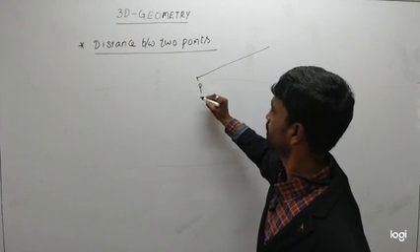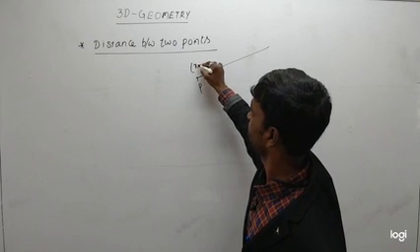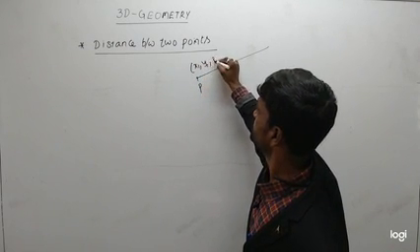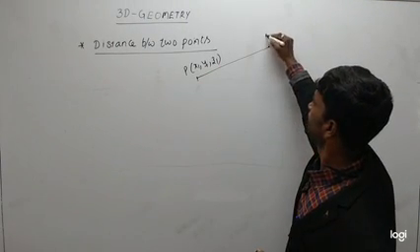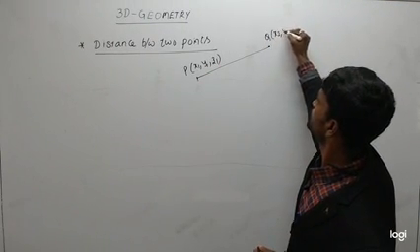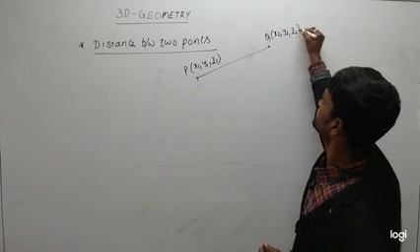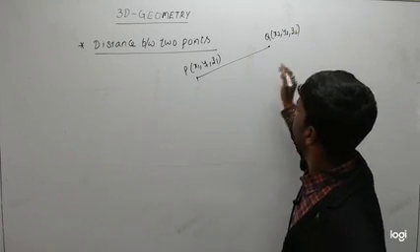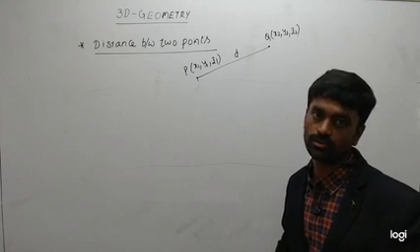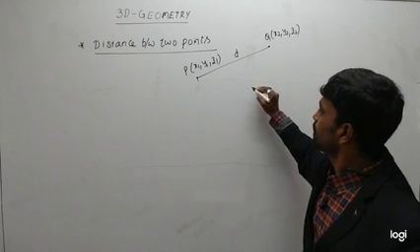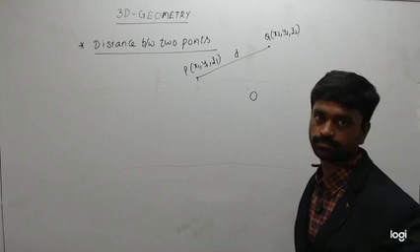Suppose the coordinates of point P are x1, y1, z1, and the coordinates of Q are x2, y2, z2. Let the distance between P and Q be d. Now we have to find the value of d. Suppose O is the origin.